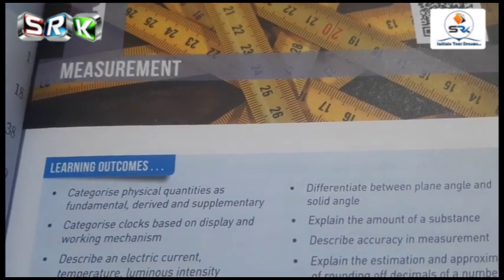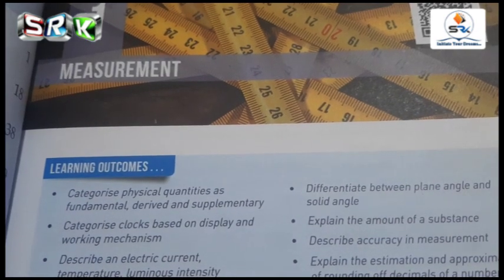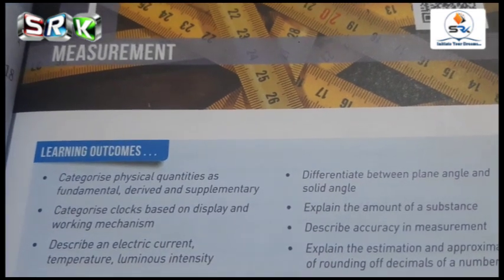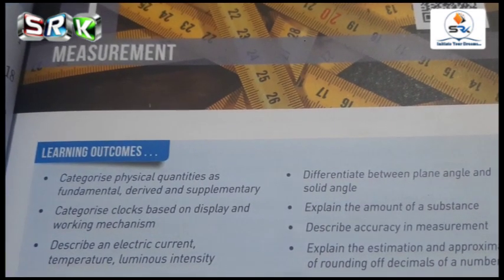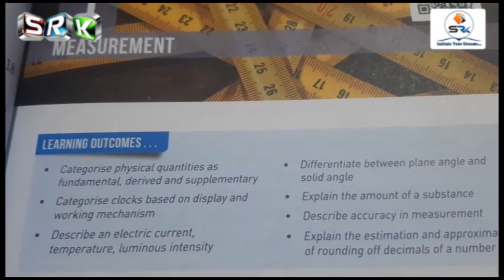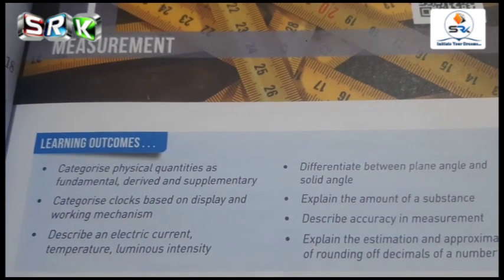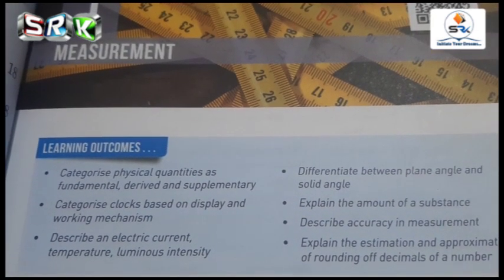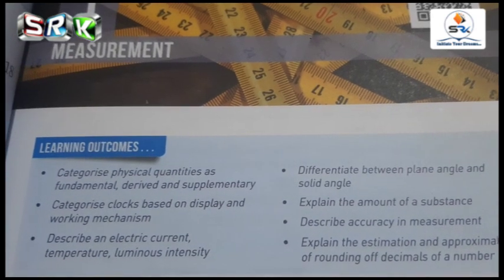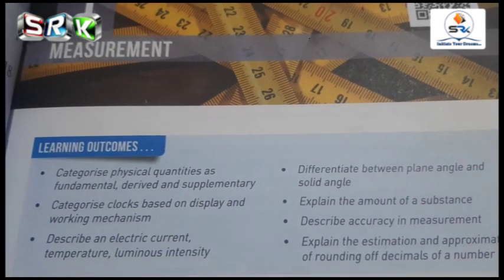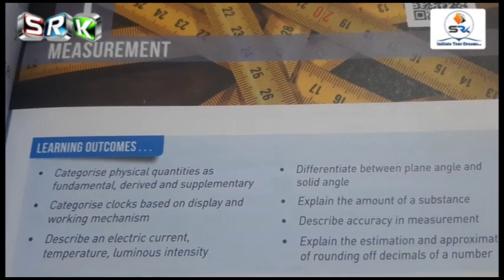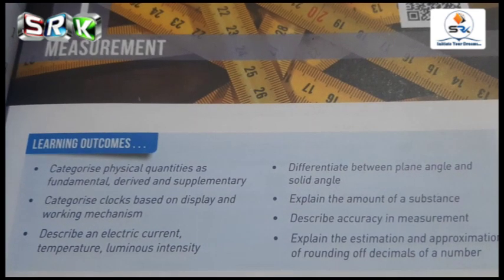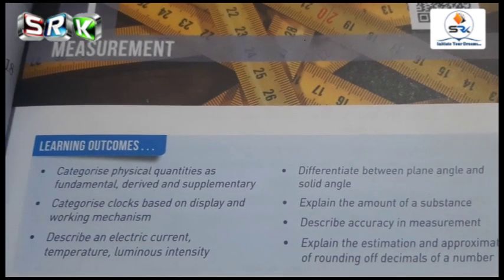In this chapter we are going to categorize physical quantities as fundamental, derived and supplementary. Categorize clocks based on display and working mechanism. Describe electric current, temperature and luminous intensity. Differentiate between plane angle and solid angle. Explain the amount of substance. Describe accuracy in measurement. Explain the estimation and approximation of rounding of decimals of numbers.